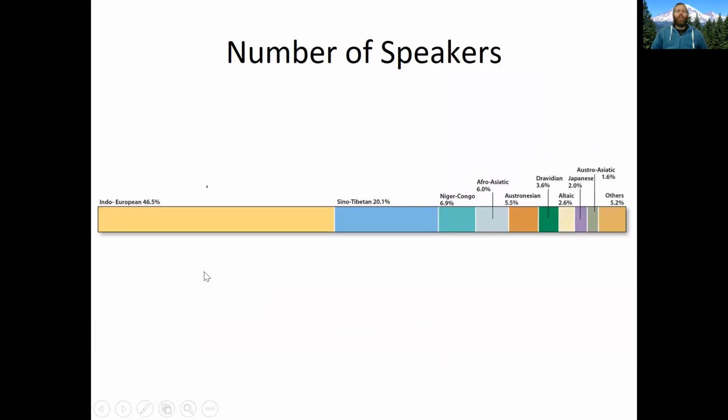Okay, let's move on. This graph on page 25 just shows you, real quickly, the number of speakers in each family. Indo-European is by far the biggest number of speakers, okay? The next one is Sino-Tibetan, and we'll talk more about that, Niger-Congo, et cetera.